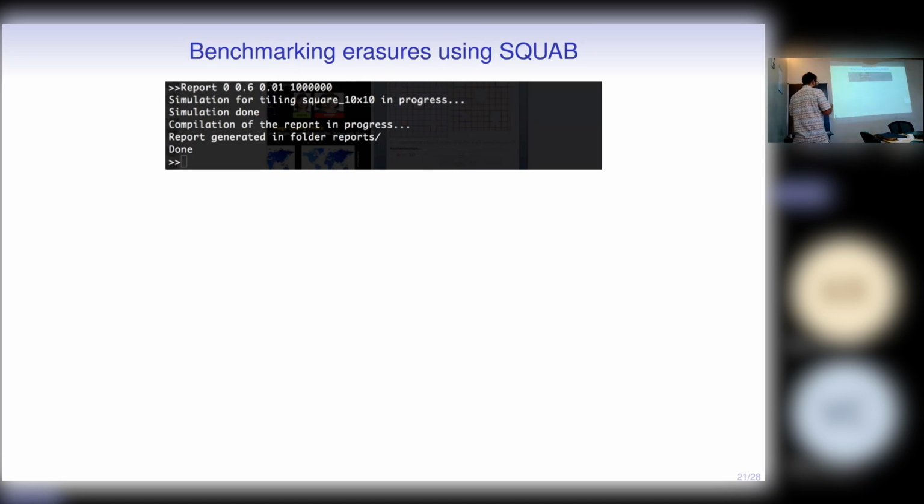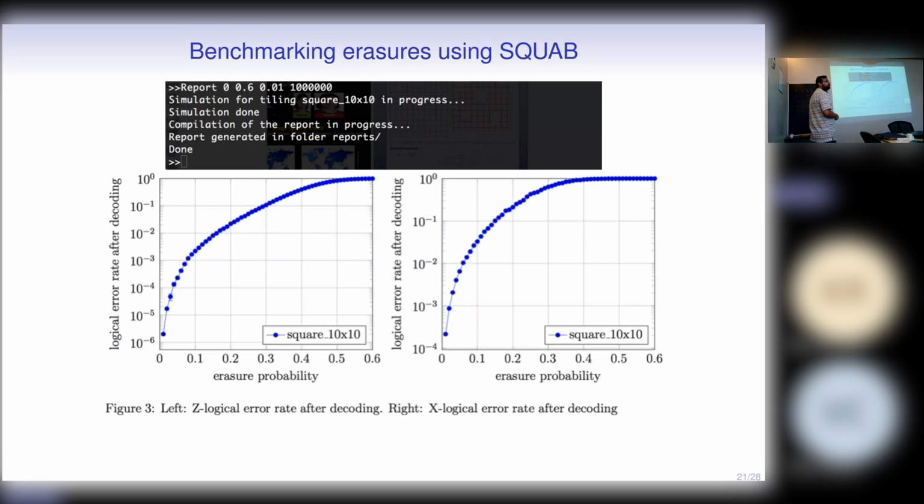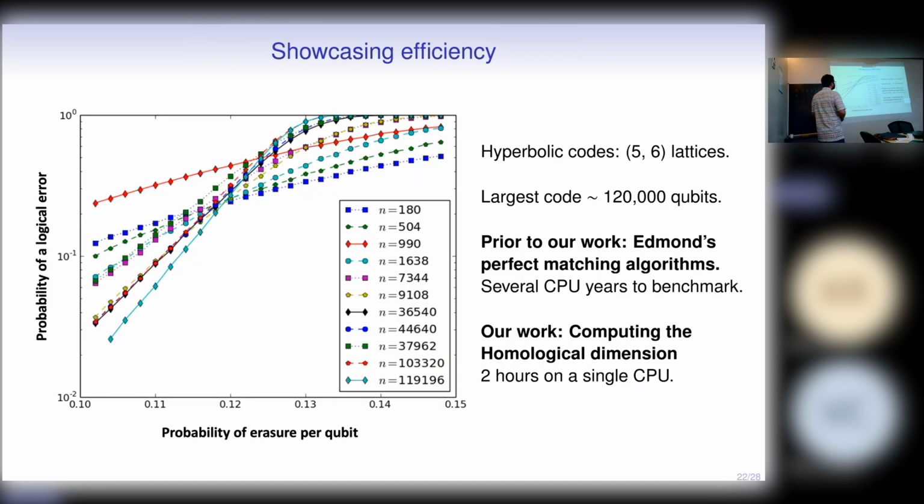Now we can really do benchmarking very fast because we can simulate the decoder very fast. Now here are some benchmarking results. These are for just simple 10 by 10 lattices. We have built a tool out of this linear time decoder. But here is the nice thing. Now you can use this fast benchmarking to study a system of 120,000 qubits.